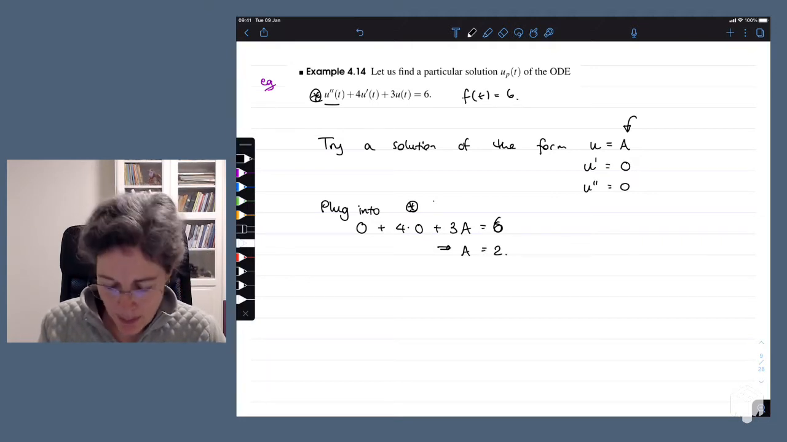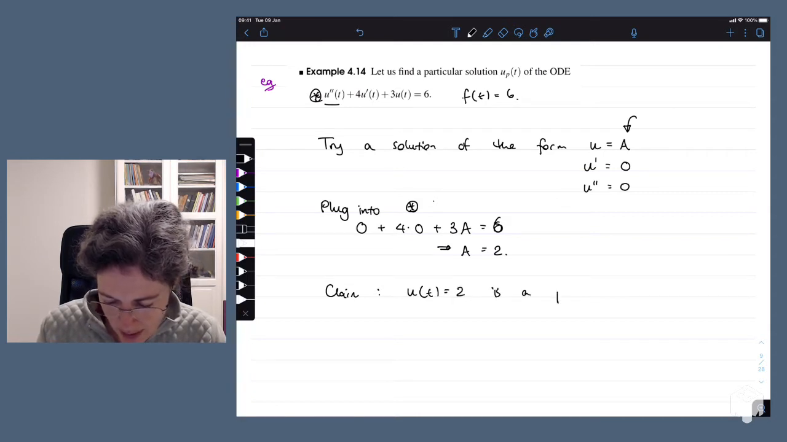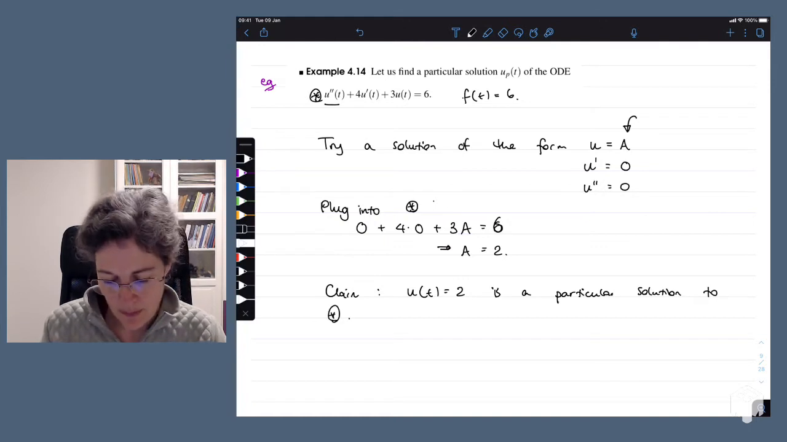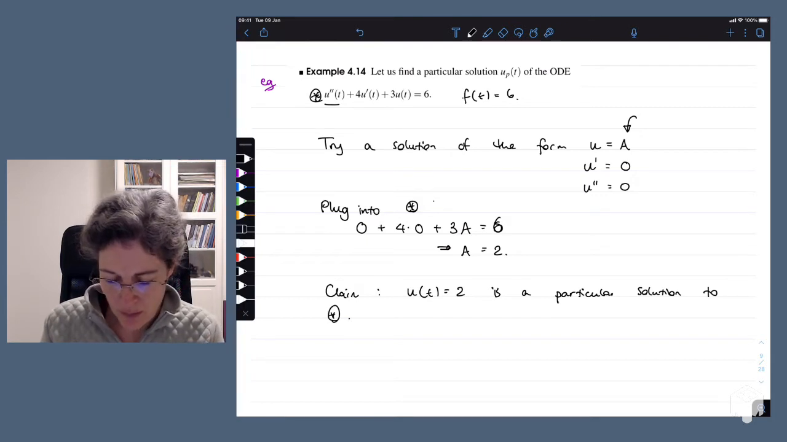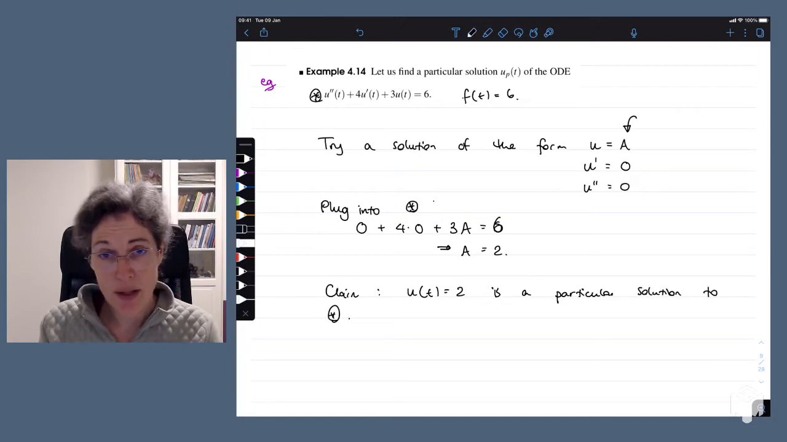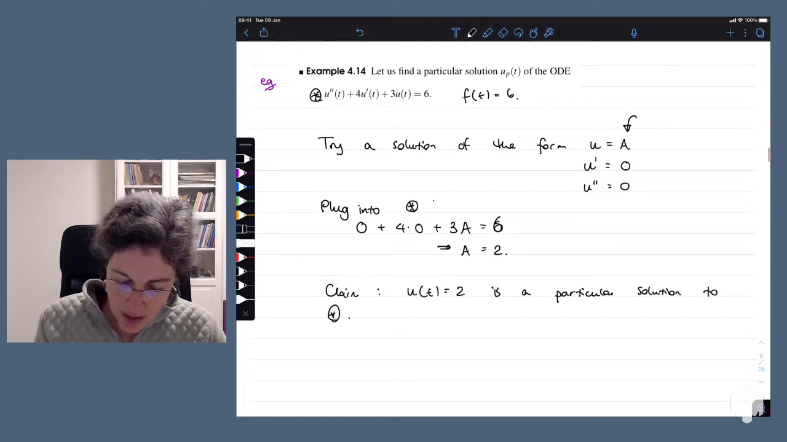So our claim is that u of t is equal to 2 is a particular solution to star. And if you double check it, the second derivative of 2 is 0, the first derivative is 0, so I'm just going to get 3u, which is 3 times 2, and that gives me 6. So it is definitely a solution. Okay, so that seemed to work and probably seemed strangely easy. Let's look at another example.